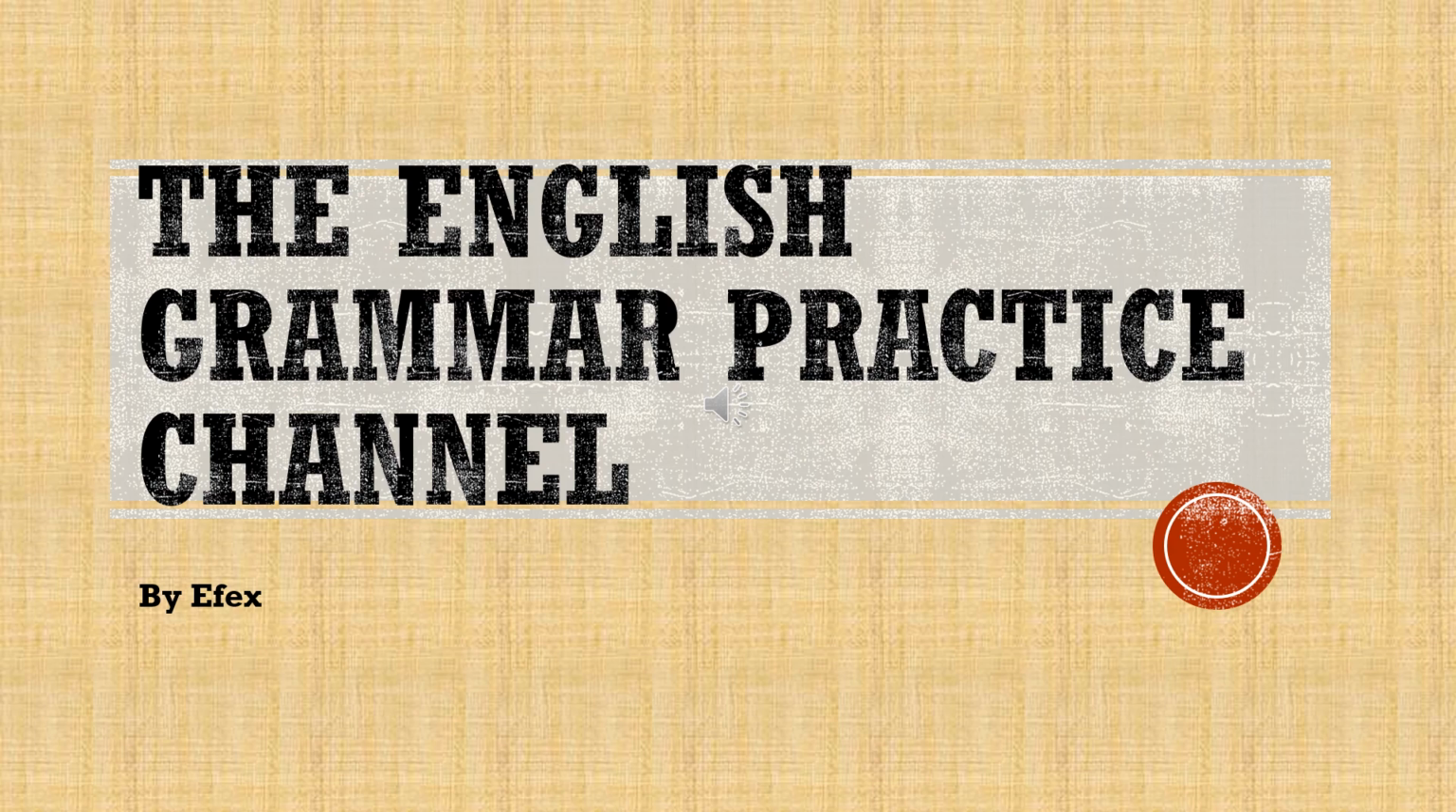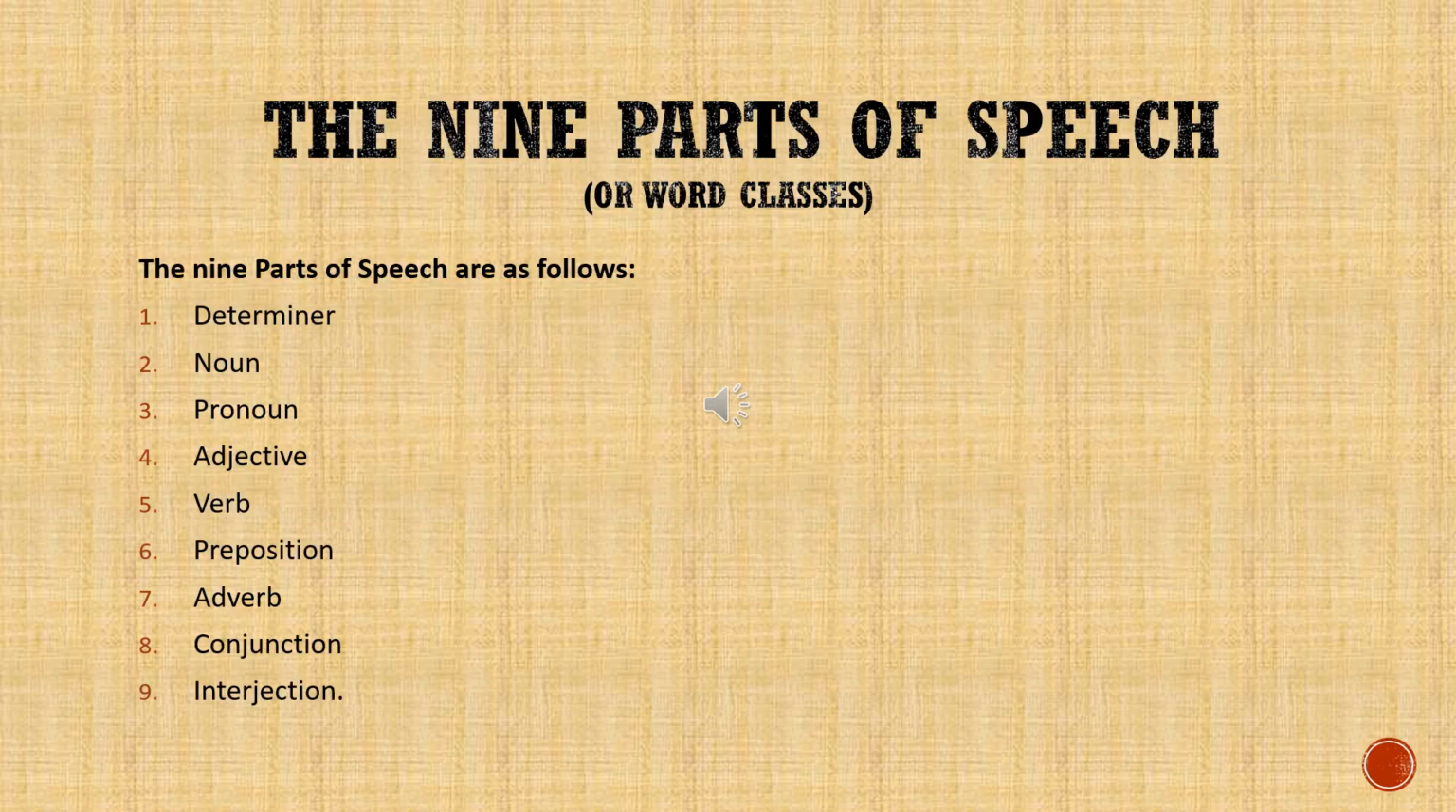Now, let's move to the next stage of this video where we are going to look at the 9 parts of speech. As you can see on the screen, the 9 parts of speech are listed. The first on the list is determiner, the second is noun, the third is pronoun, the fourth is adjective, the fifth is verb, the sixth is preposition, the seventh is adverb, the eighth is conjunction, and the ninth is interjection.